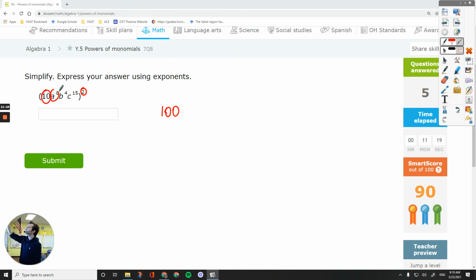And then a to the power of 8 will be squared. Keep the base, multiply the powers. 8 times 2 is 16. And then the b to the 4th, and then will be squared. Keep the base, multiply the exponents. C to the power of 15 will be squared. Keep the base, multiply the exponents. 15 times 2 is 30. That would be my answer for this question.